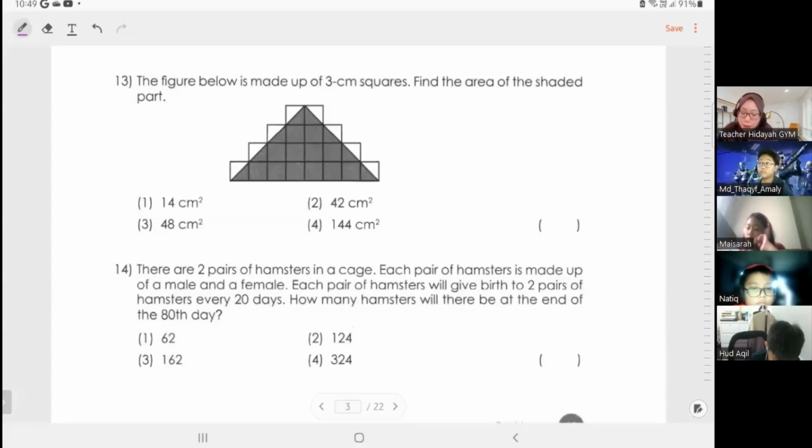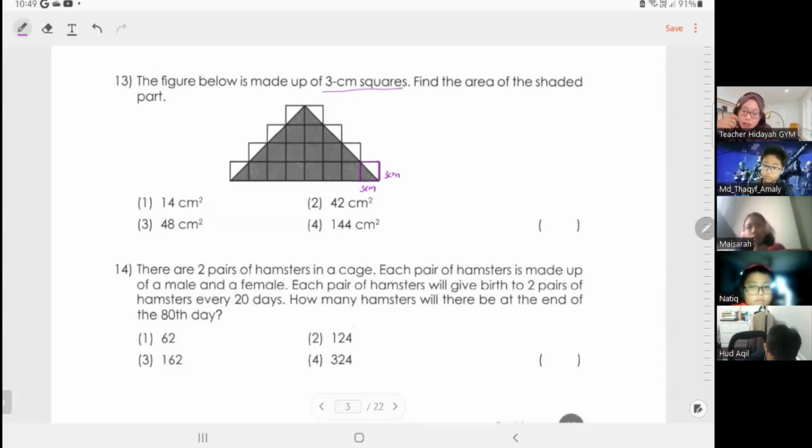Number 30. The figure below is made up of 3 cm squares. When they say 3 cm squares, it means that each square, the side is 3 cm by 3 cm. That's what it means. Find the area of the shaded part.